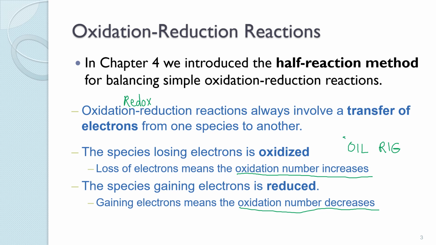It gets confusing sometimes though, remember, because electrons are negative. So if something's losing electrons, that means it's losing something negative and it's becoming more positive, and that's why the oxidation number increases. If we are gaining electrons, we are adding something that's negative. That means the oxidation number will go down. So just kind of keep that in mind. It's those ridiculous electrons with their negative charge that get us all confused sometimes.